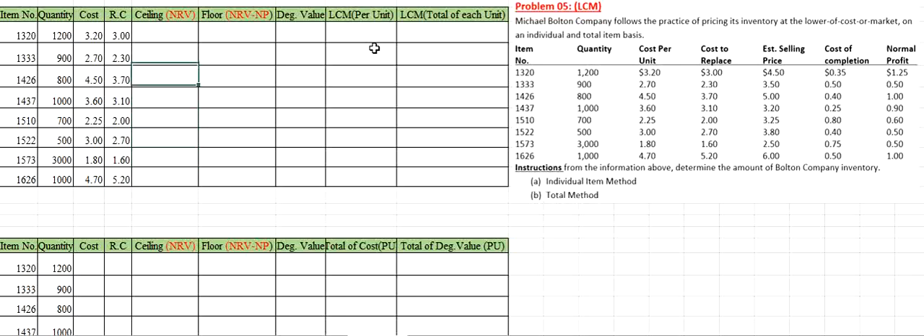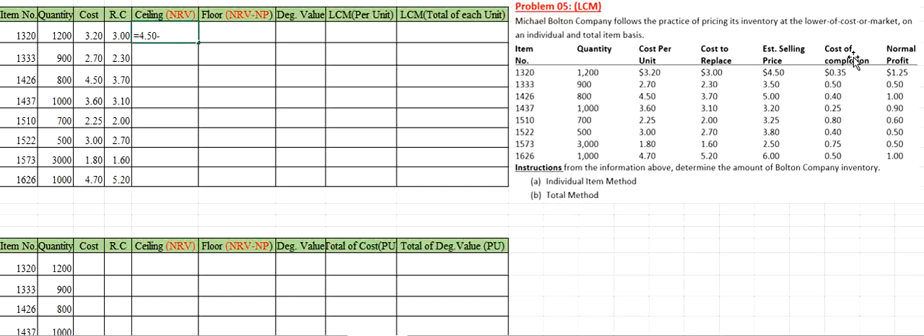Okay, now the next step is to calculate the ceiling value. Now you know ceiling value means selling price minus selling expense. So what is my selling price? My selling price for the first item is 4.50. So I will write here 4.50 minus the selling expense, the selling expense or cost of completion.